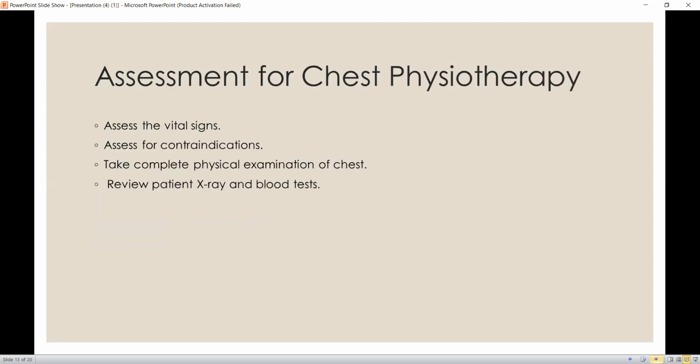Before starting chest physiotherapy, we assess the patient's vital signs, in which we assess the BP, heart rate, and oxygen saturation level. We assess for contraindications, and we do a complete physical examination of the chest, in which we have to rule out any open wound and bleeding from the wound. And last but not least, we review the chest x-ray and the blood tests of the patient.